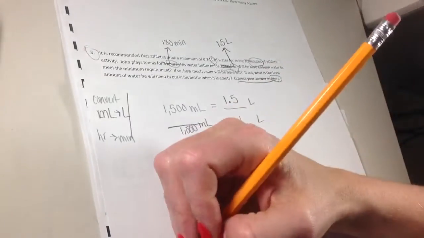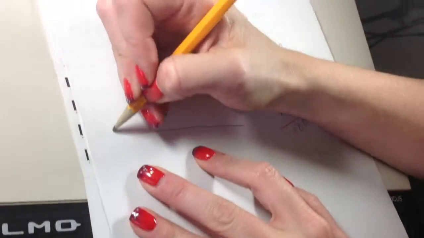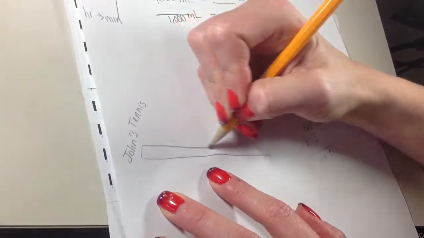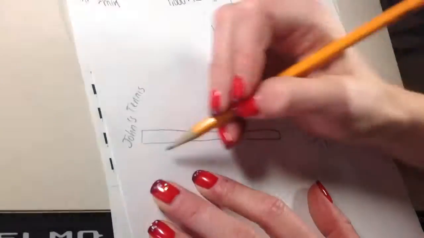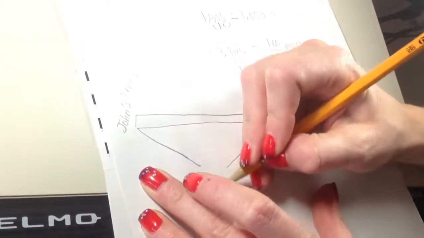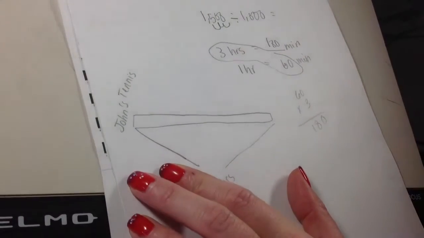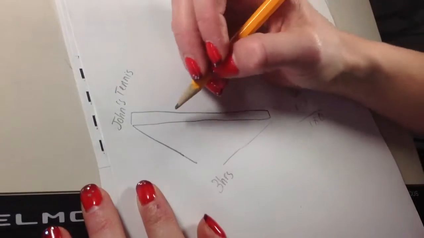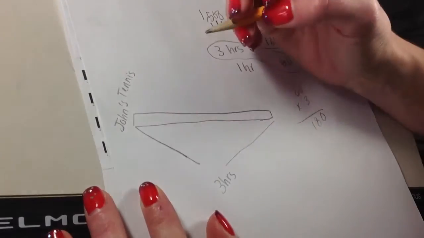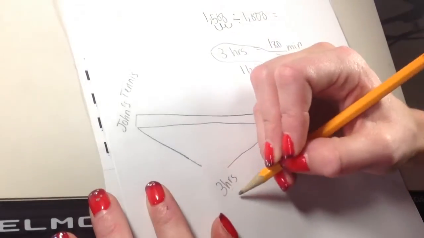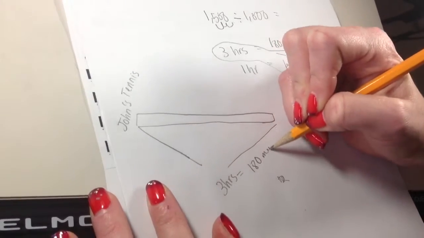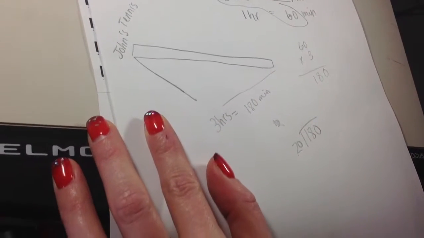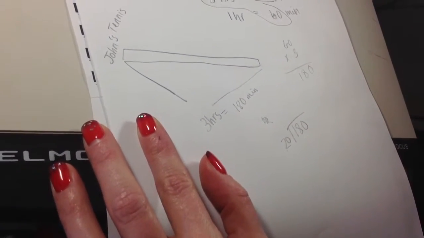So I'm going to start to draw a picture of John's tennis. And I know he's playing tennis for 3 hours. But I know that every 20 minutes he has to drink water. So I'm going to divide this into 20-minute sections. So we said 3 hours was equal to 180 minutes. So I have 180. I'm going to divide that into 20-minute sections, because each one of those sections he's going to have to drink water.